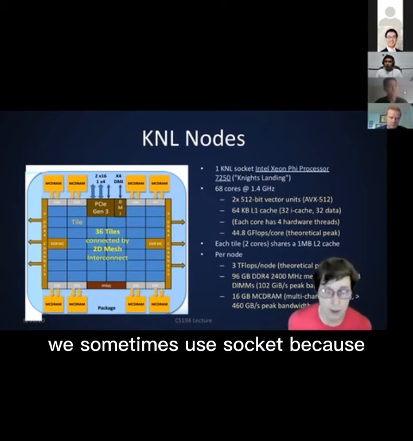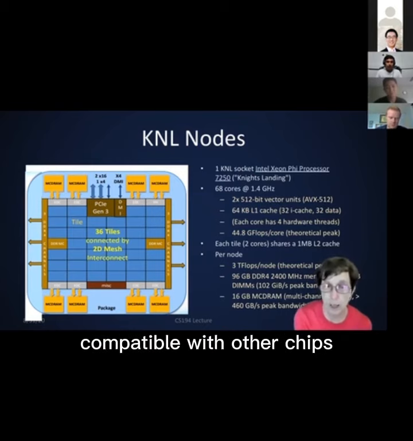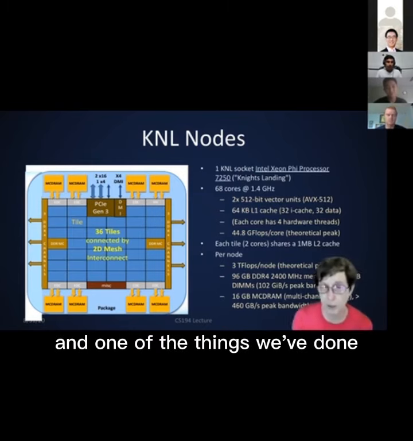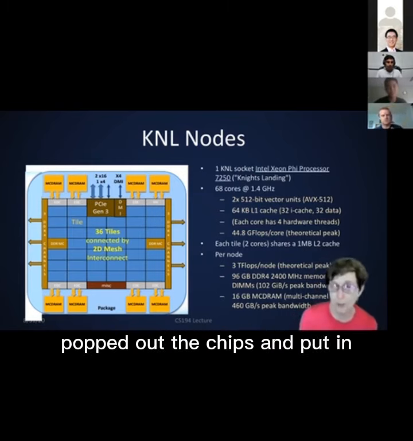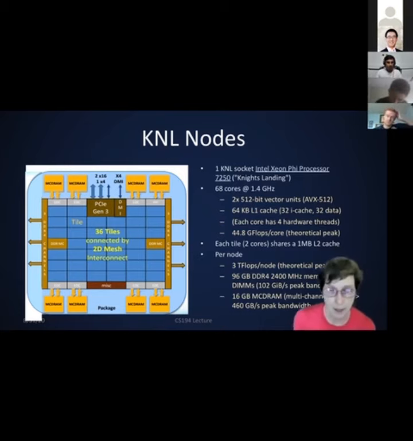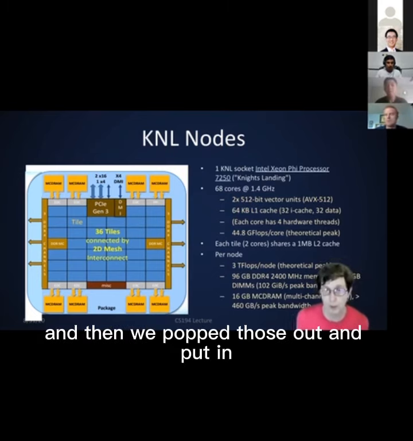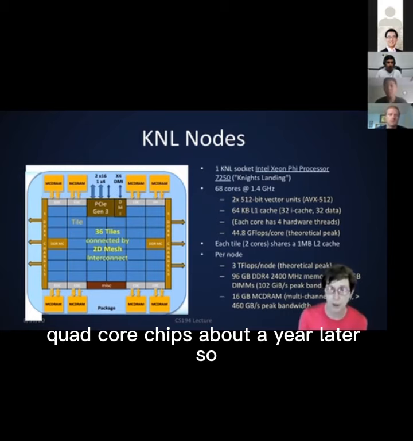We sometimes use socket because sometimes the socket on the board can be compatible with other chips. And one of the things we've done on some of the other NERSC computers is popped out the chips and put in a chip with more cores. We did that once on a system called Franklin, where it came with dual core chips, and then we popped those out and put in quad core chips about a year later.